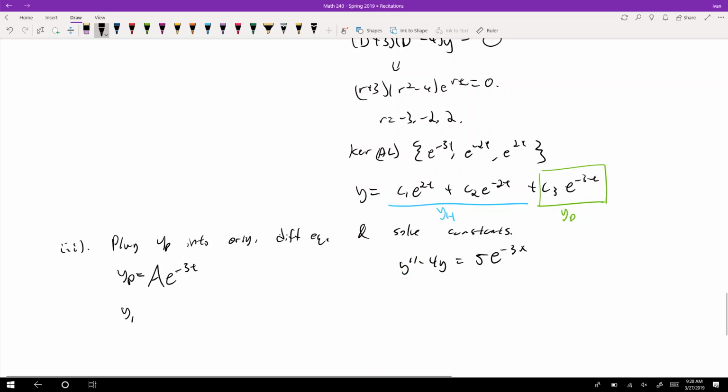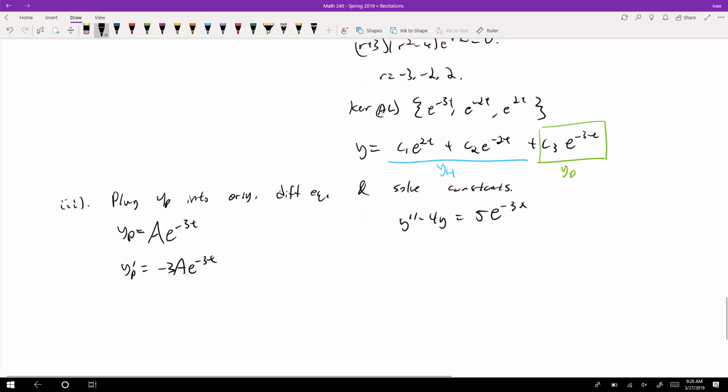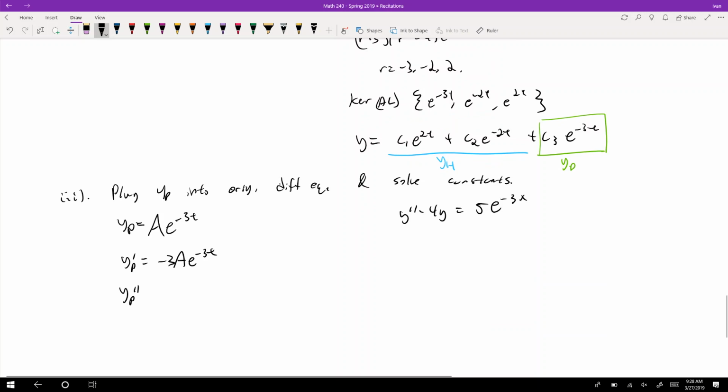So this is yp prime, and so take the derivative of that. That's negative 3a e to the negative 3t. And now yp double prime is 9a e to the negative 3t. So we feed these equations into that.